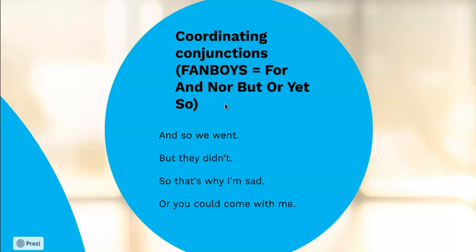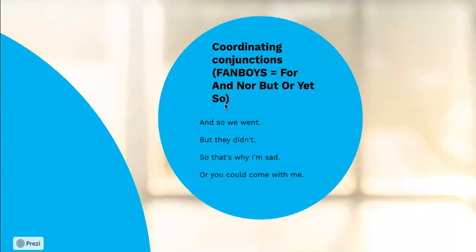If you look at these sentences without the conjunctions, right? That's why I'm sad. You could come with me. Those are complete sentences, right? They have a subject, they have a verb, they have a complete thought. As soon as you tack a conjunction onto the beginning, then it's not a complete sentence anymore, right? Because that suggests it needs to be connected to something else, because conjunctions are connecting words, right? Now it's not connected to anything.